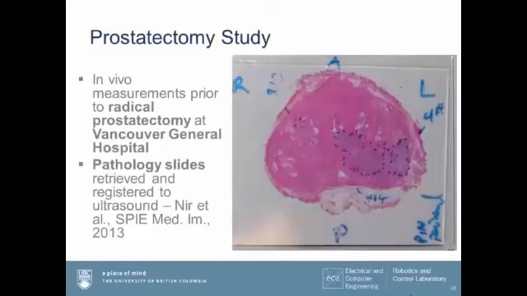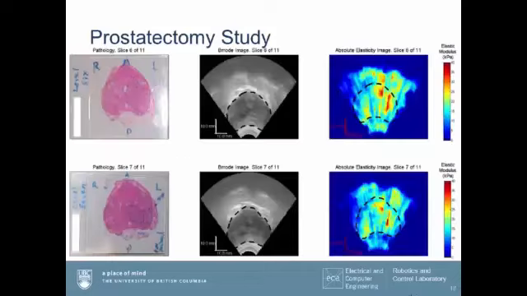So with the prostatectomy study, we have patients who undergo radical prostatectomy at the Vancouver General Hospital. We obtained the pathology slides, which are marked with cancerous and non-cancerous regions. And then by registering them to the ultrasound, we can compare our elasticity volumes and slice them in the same way that the pathologies are sliced to compare the 2. So I'm just going to present a few examples.